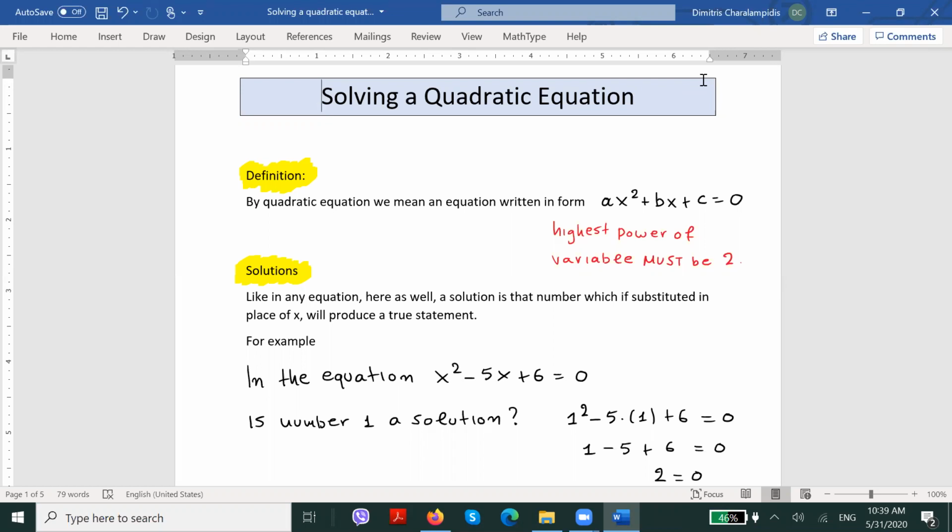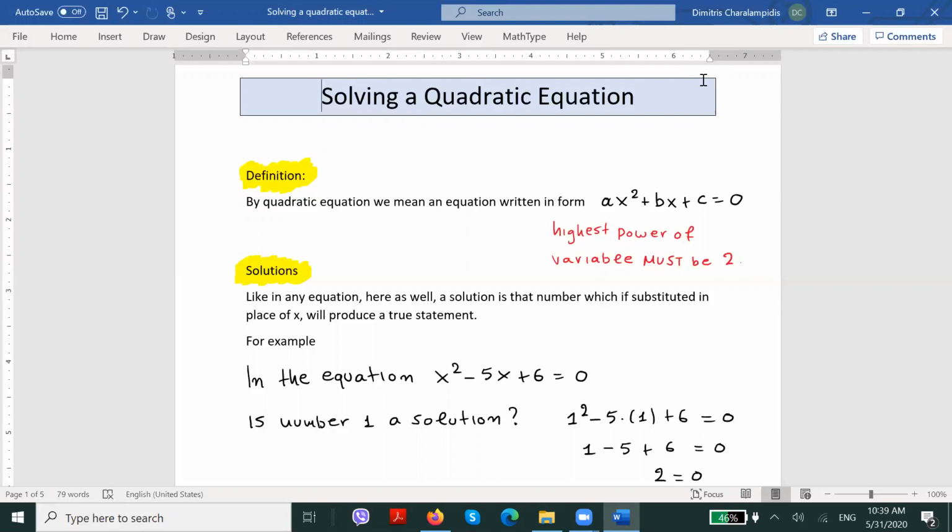By quadratic equation, we mean an equation written in the form ax squared plus bx plus c equals 0. And here, one should notice that the main characteristic of a quadratic equation is that the highest power of the variable must be equal to 2.